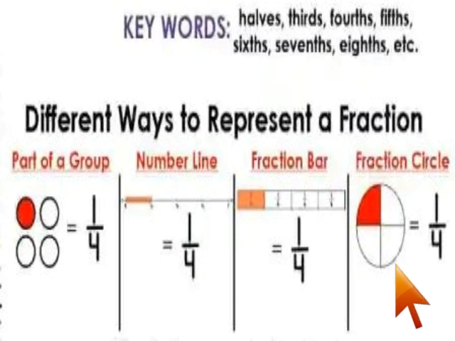You can also use a circle, or sometimes you might hear it called a pie. In this circle, I've divided it into 4 parts again, since I'm using fourths, and I've filled in just one of those sections. That represents one of 4 parts, or 1/4.